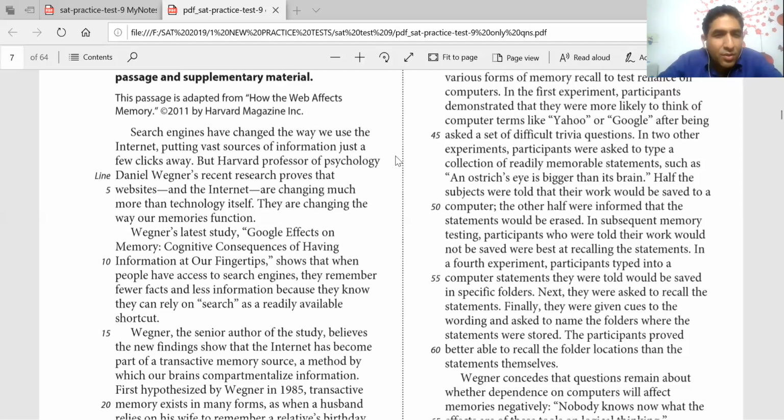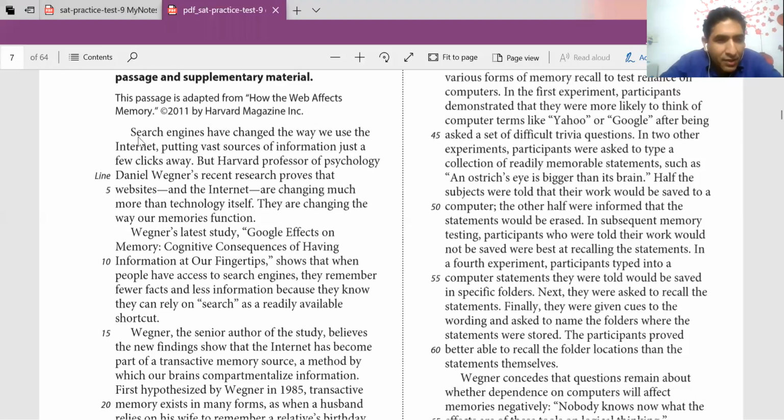Okay. So again, when you read the passage, you should go with the first and the last paragraph, and then you should go about doing the rest of them. So let us see what is happening here. Search engines have changed the way, so they are talking about some kind of change in the way we use the internet, putting vast sources of information just so. Okay, so they're talking about the internet as a source of information.